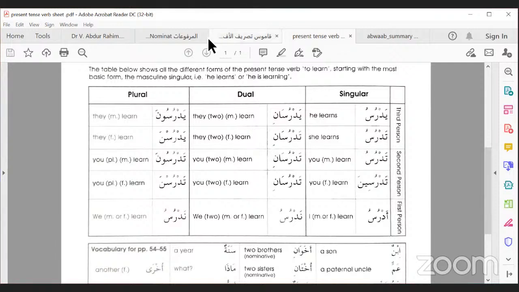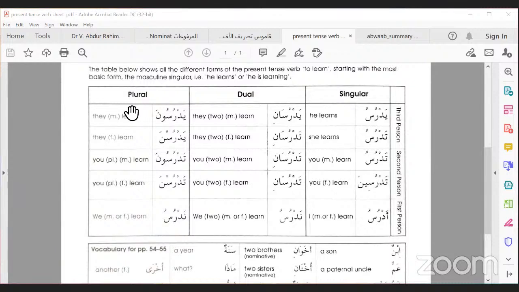أدرس, adrusu. Yes, that's right. You learn, male: تدرس. Very good. You learn, female: تدرسين. And if we go into the third person, he learns: يدرس. That's right. And she learns: تدرس. Very good. Now we're going to the dual form.